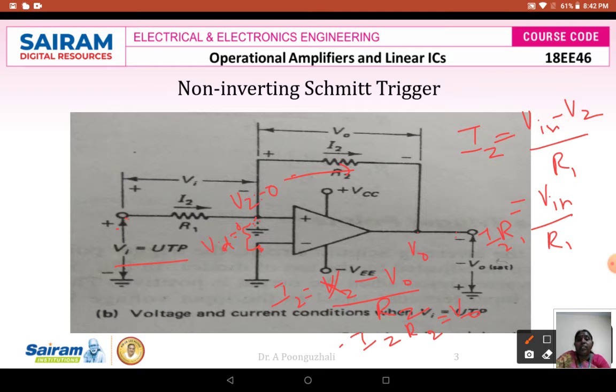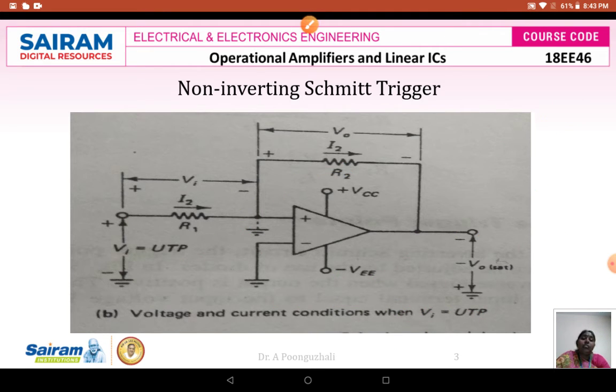So here V2 minus V0 divided by your R2. So V0 is minus I2 into R2. So minus I2 into R2 means it is a negative voltage there. So in that case, when my input voltage is negative, this one will be negative there. So as a result, you can see that it is your VLTP point. So you can see here how it is going to act.